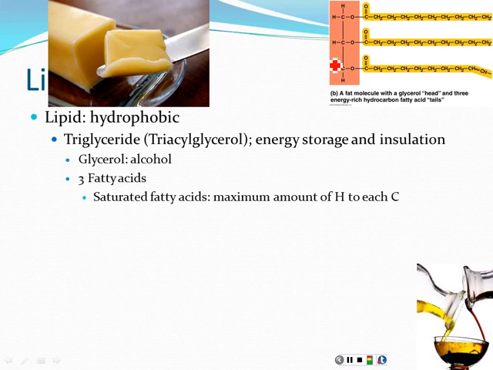Saturated fatty acids, this is when, if you look at this, the hydrogens take up all the carbon's bondings. For each carbon, it will have 2 hydrogens and then another bond to another carbon. So that's why it's saturated with hydrogen, and it has the maximum amount of hydrogen for each carbon. And that's why it tends to be more solidified at room temperature.